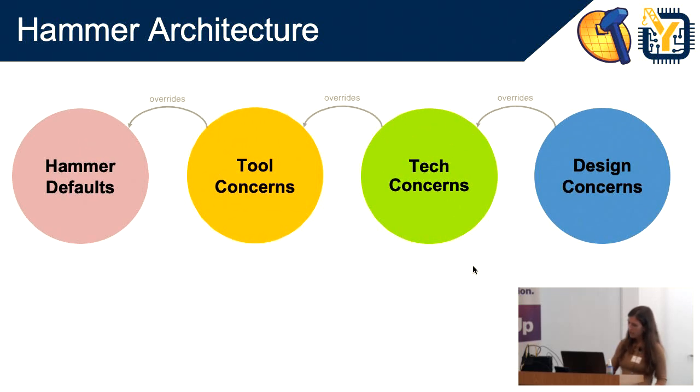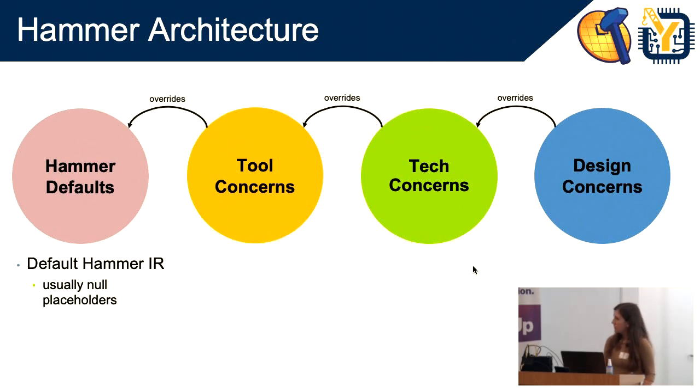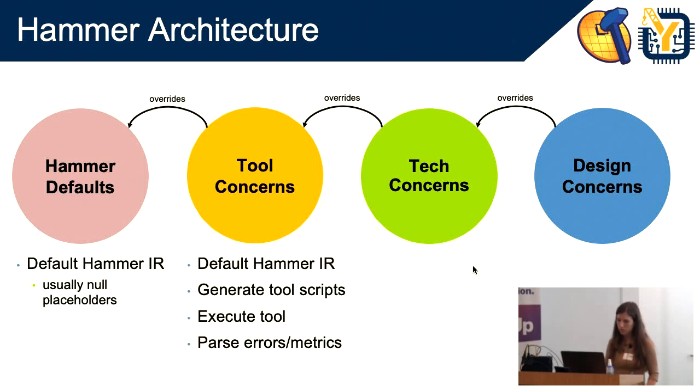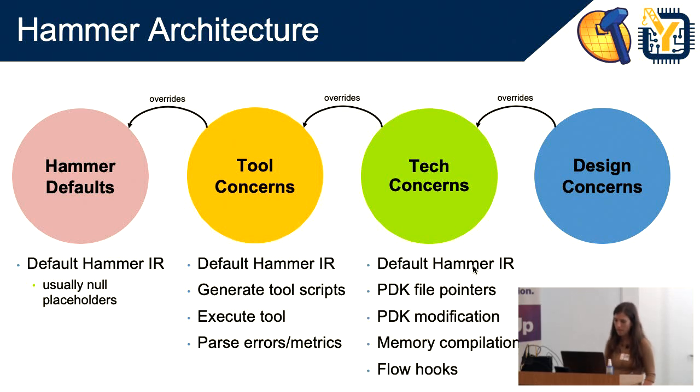How do these fit together? Basically, you start with your defaults. Again, usually null placeholders, but things that'll be shared throughout, things like clock name or power pin name, stuff like that. They'll be shared across everything. Tool concerns, again, more Hammer IR, but things that are specific to a CAD tool, things like the tool's binary path that's specific to that one tool. But these tool plugins, basically, they will generate the tool scripts, they'll execute the tools. Sometimes they'll do some error parsing depending on how the tool plugin was set up.